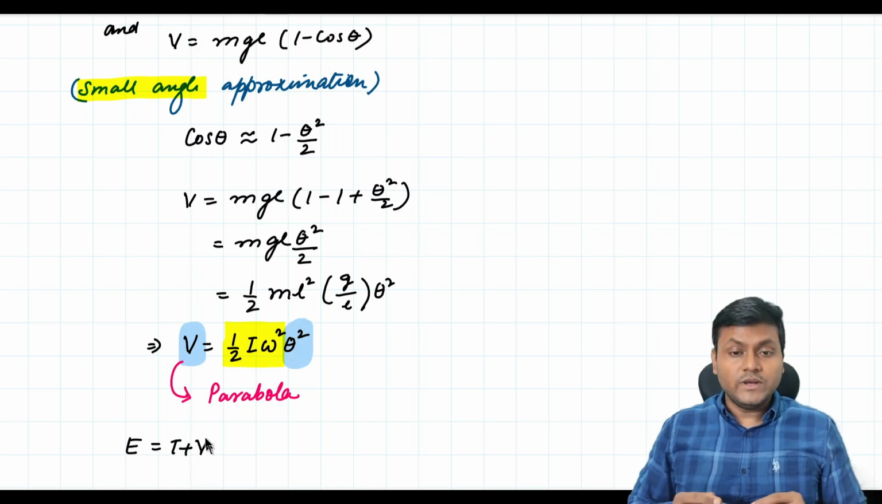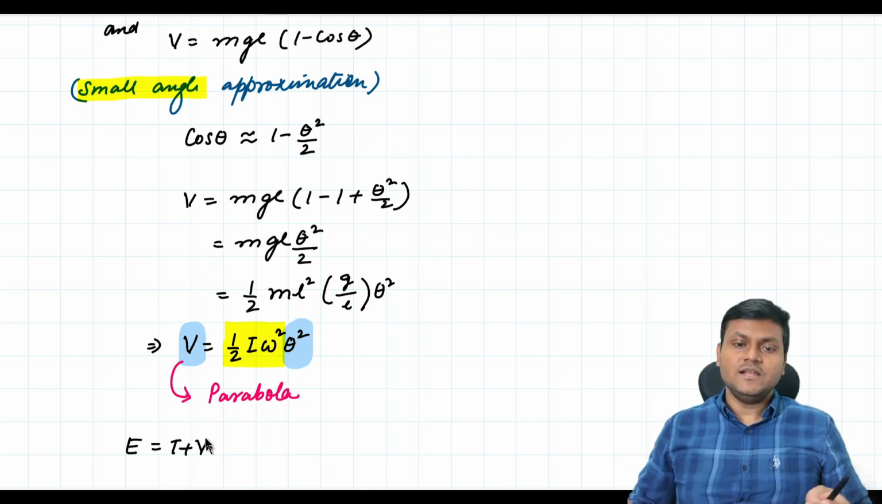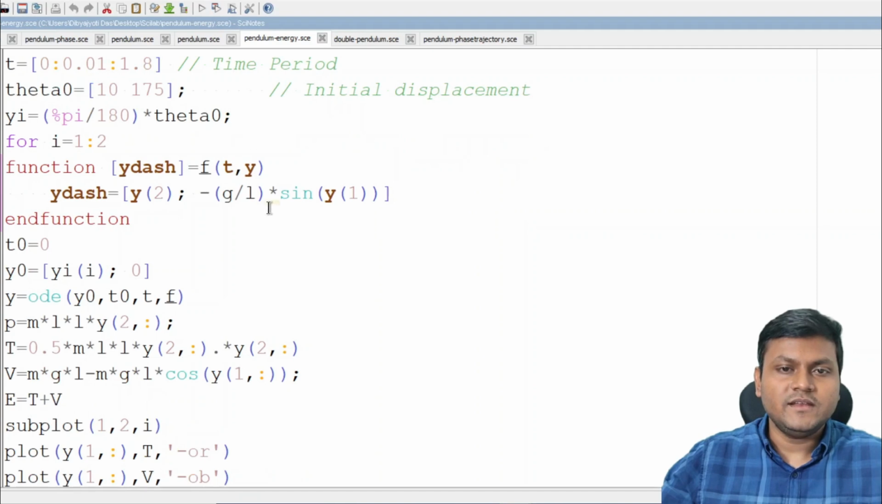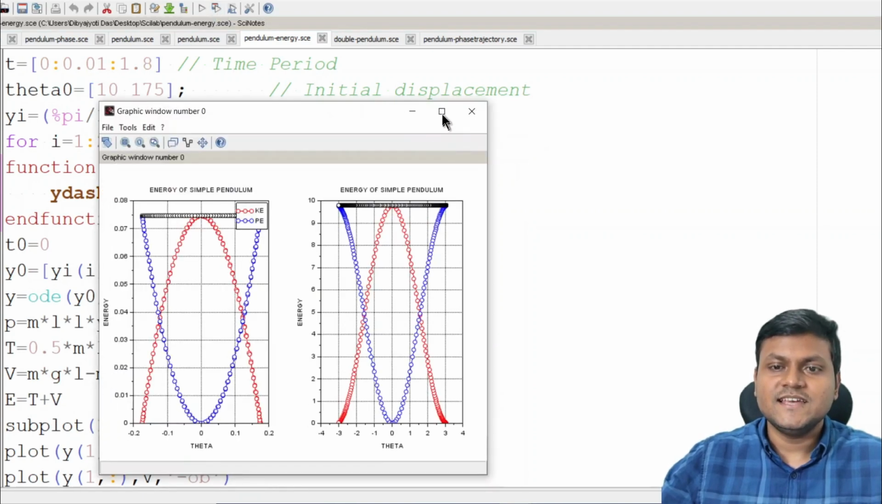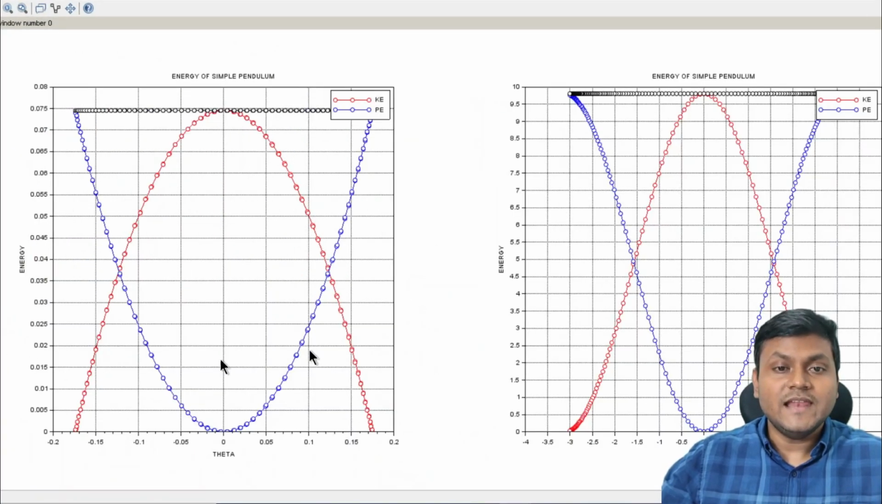So what I'm going to do is look at how the potential energy and the kinetic energy vary, and the total energy should remain a constant for both small angles as well as larger angles. Okay, so this is a program here. Let us run it and see what results we get. Okay, so the left hand side is for smaller angles, the right hand side is for larger angles.